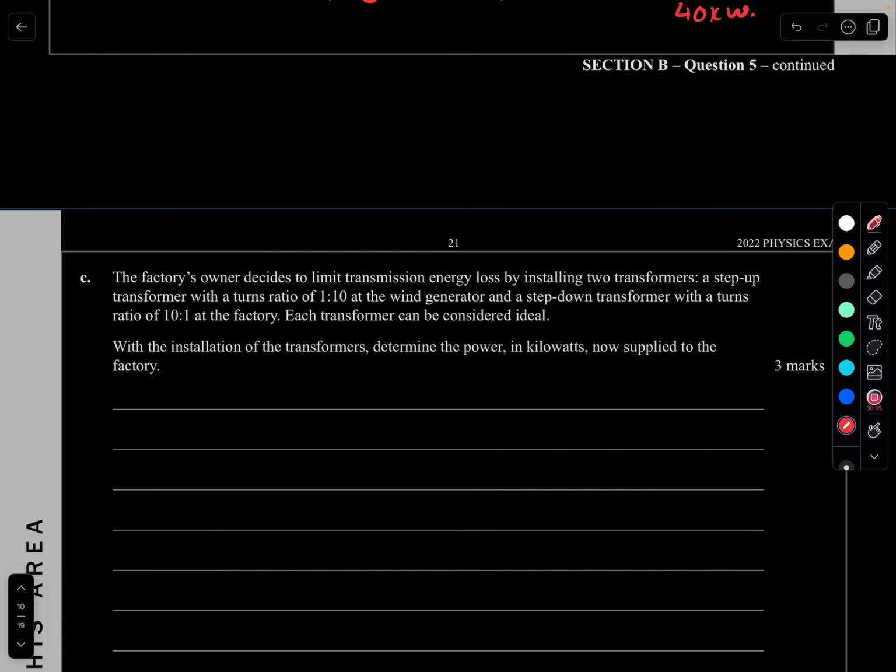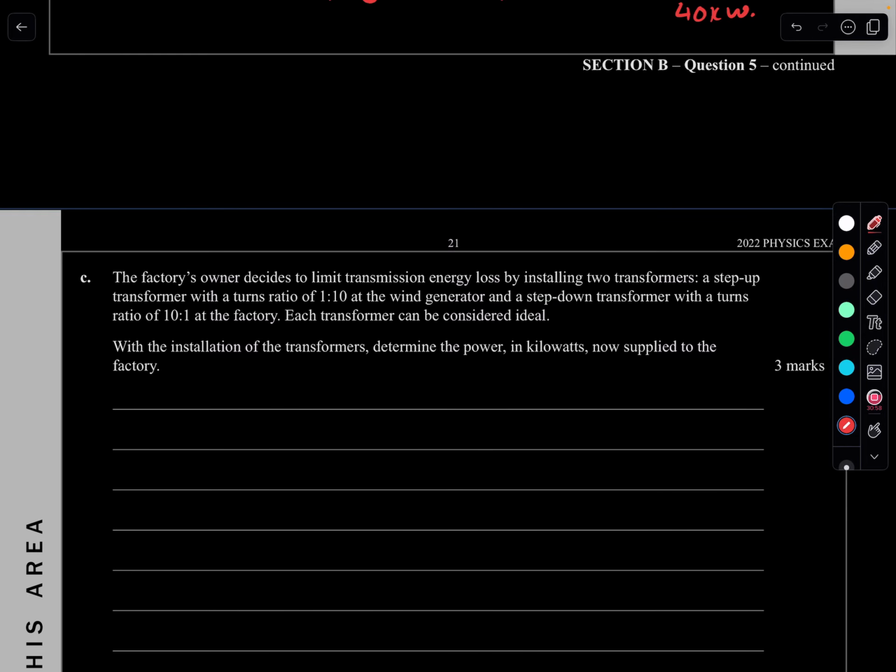The factory owner decides to limit transmission line energy loss by installing 2 transformers, a step-up transformer with the turns of this at the wind generator and a step-down transformer with turns of this at the factory. Each transformer can be considered ideal. So ideal means pretty much there's no loss of power between the transformers. With the installation of the transformers, determine the power in kilowatts now supplied to the factory.